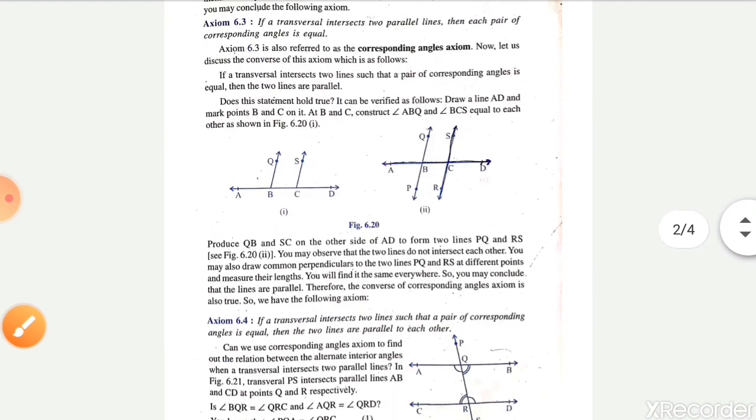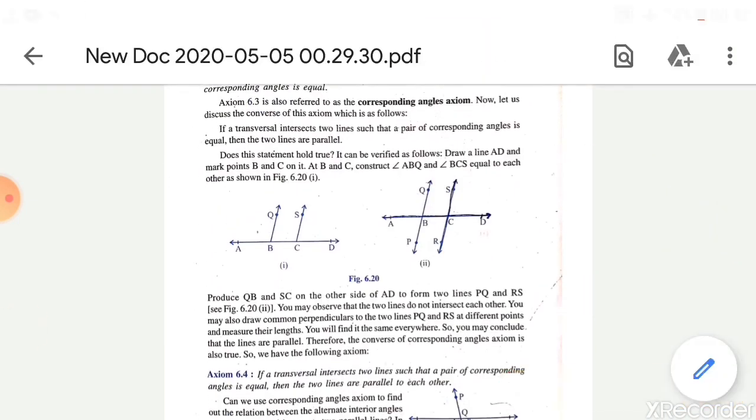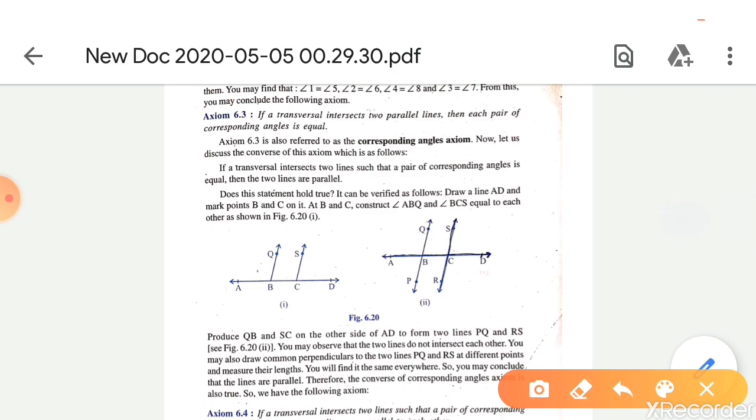Now see axiom 6.3, which is at page 122. Axiom 6.3: If a transversal intersects two parallel lines, then each pair of corresponding angles is equal. So if we consider this AD as a transversal, then each pair of corresponding angles, this angle and this angle, are corresponding, so they will be equal according to this axiom.